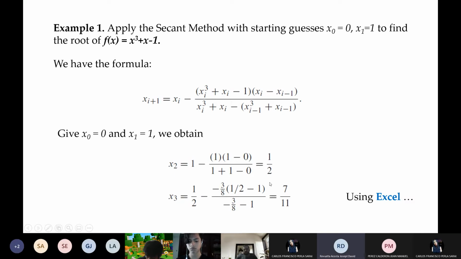And then x3, if you want to do it, pay attention to this. We have 1 half, which is what we named x2. So x2 is going to become x_i. If you see here, x_i is equal to 1 half, and then minus 3 halves. Why 3 halves? Let's compute it. x_i is equal to 1 half to the power 3, plus 1 half, minus 1. How much is that?